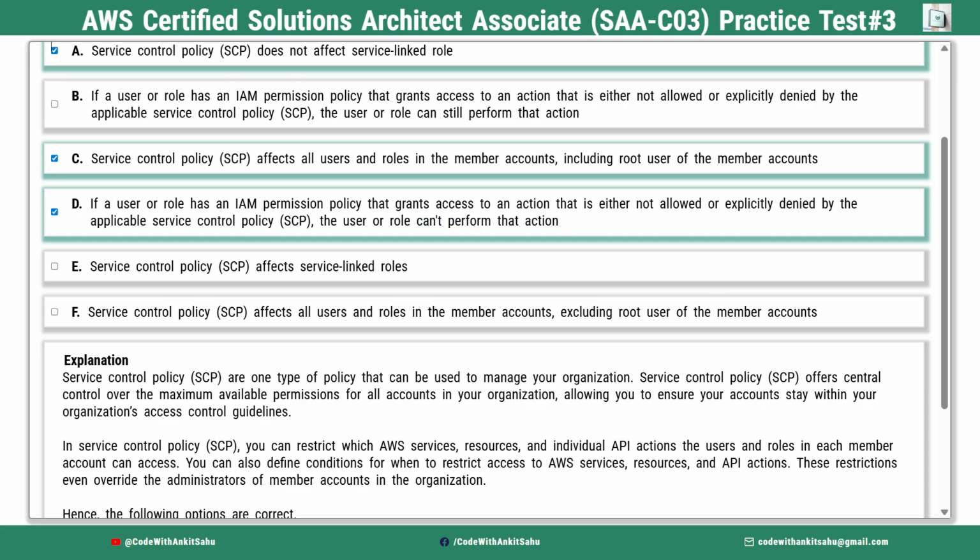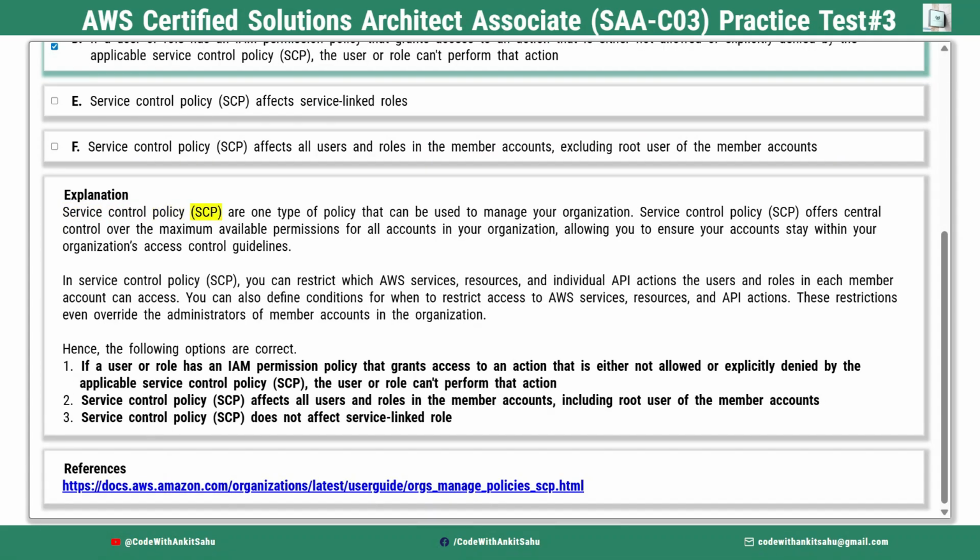Explanation: Service Control Policy, SCP, are one type of policy that can be used to manage your organization. Service Control Policy, SCP, offers central control over the maximum available permissions for all accounts in your organization, allowing you to ensure your accounts stay within your organization's access control guidelines. In Service Control Policy, SCP, you can restrict which AWS services, resources, and individual API actions the users and roles in each member account can access.